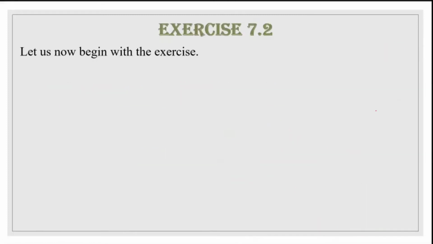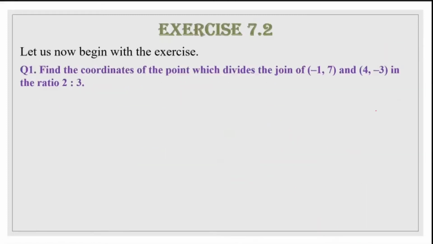We begin with the exercise now. Find the coordinates of the point which divides the join of (-1, 7) and (4, -3) in the ratio 2:3. So what do we have? You take this line segment AB and you have a point P given by (x, y), which is dividing AB in the ratio 2:3. So very easily using the section formula, I think you all can find. Just let me know what are the values you are getting.